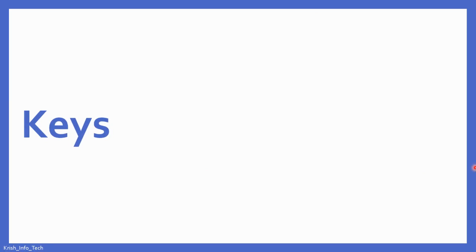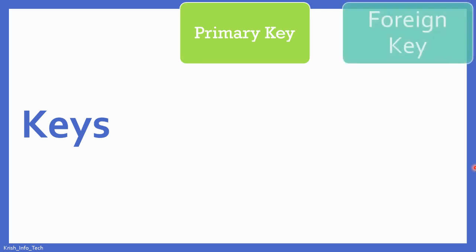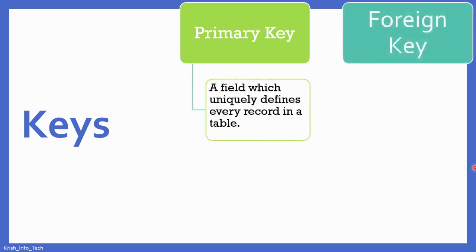Next, what are the keys? As I mentioned earlier, we have primary key and foreign key. What is a primary key? A field which uniquely defines every record in a table. Suppose you have multiple fields in your table, and a single field which has a unique value. Suppose you take a school biodata, we will have serial number, name of the student, admission number, date of birth, and so on.